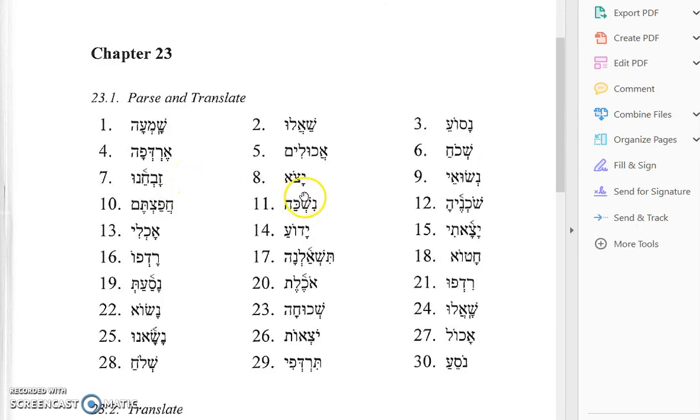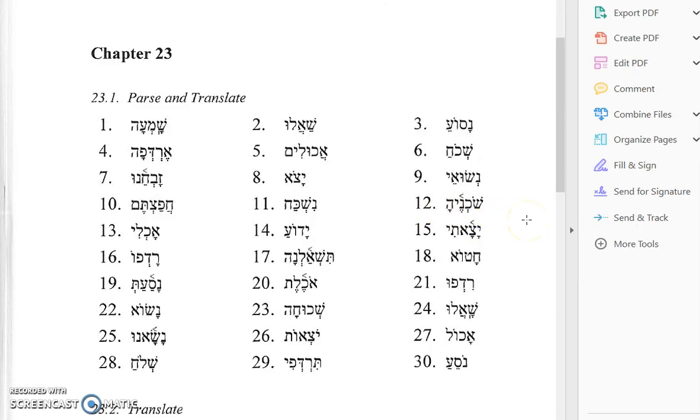And then yatso, kamatz and holam is the pattern of the infinitive absolute, and that would have to do with going forth. It depends on how the infinitive absolute is used; it could make it surely going forth or continually going forth, depending on exactly the context. And then you have nasu'e.